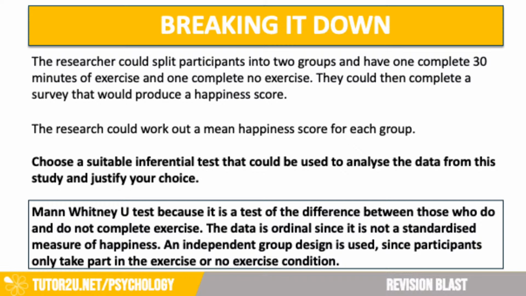So it's a Mann-Whitney U test because, and this is the justification, and this is really important for those marks who've been asked to justify it, it's a test of difference. You're looking at the difference in happiness between those who do and do not complete exercise. The data is ordinal because it's not a standardized measure of happiness. We've already decided that. And an independent groups design is used because the participants are only taking part in either the exercise or the no exercise condition.